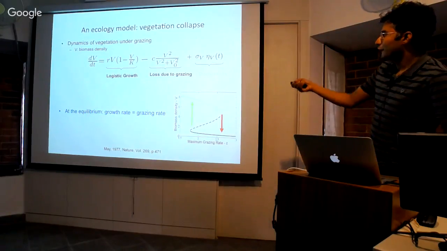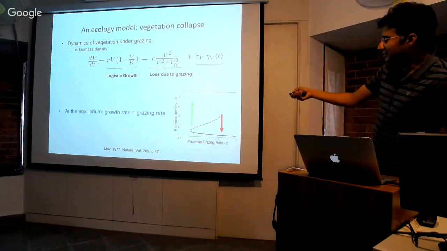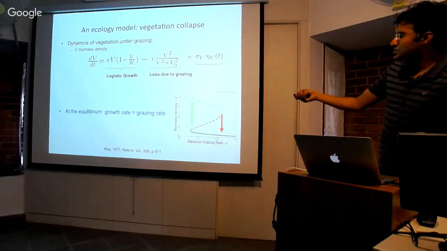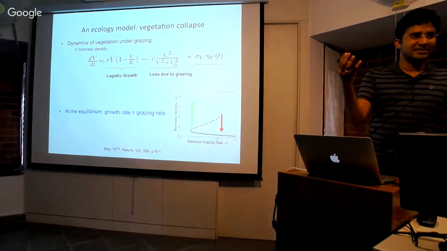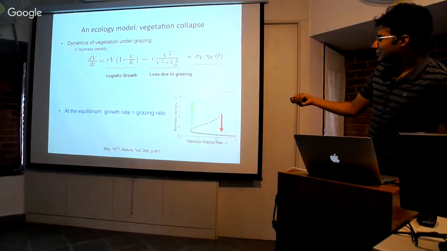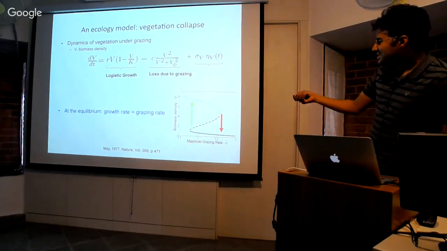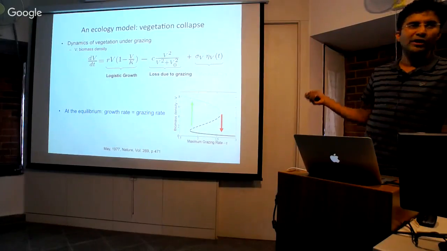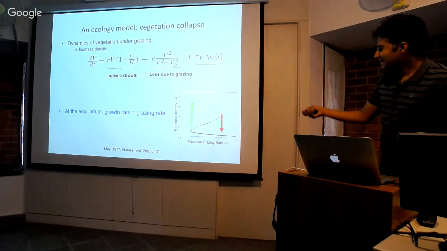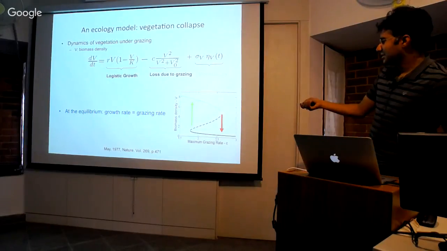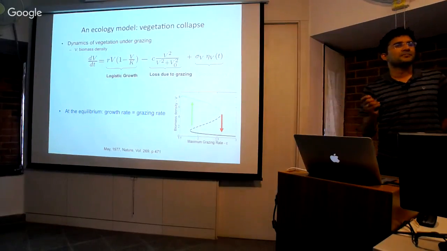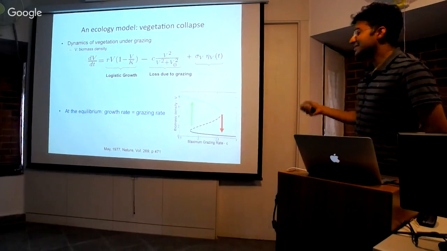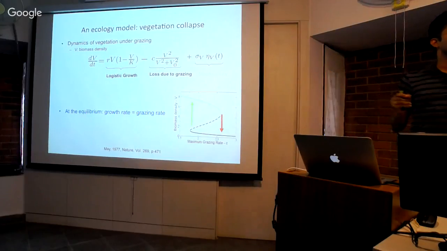This is what happens. For this specific case, I have chosen K to be 10 units. Because of grazing, the system now has a reduced equilibrium biomass density. But what is interesting is that as you increase this grazing rate, initially the biomass density also increases gradually, but there is a point called the tipping point or a threshold point. If the grazing rate is beyond this critical point, there is an abrupt switch in the equilibrium density of this ecosystem. That's the tipping point that this model is able to capture.